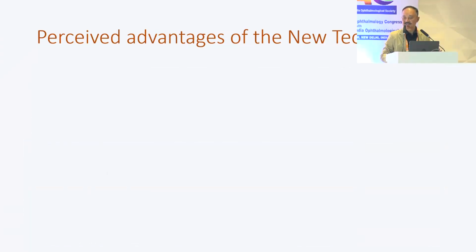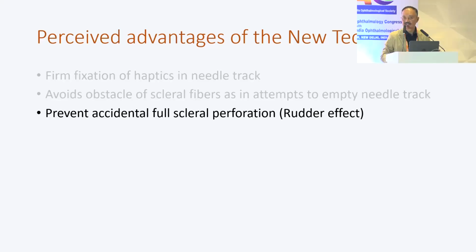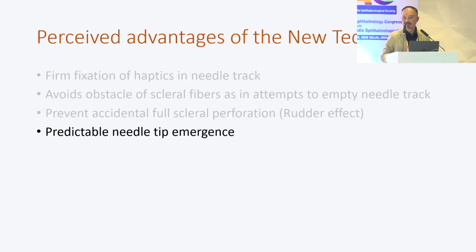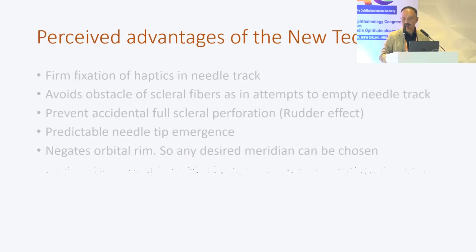The perceived advantages are that firm fixation could be achieved. We could avoid the empty needle track difficulty. And accidental full thickness scleral perforation is almost nil because of the rudder effect of the needle design. Predictable needle tip emergence negates the orbital rim, so we can choose any meridian if we wish to.